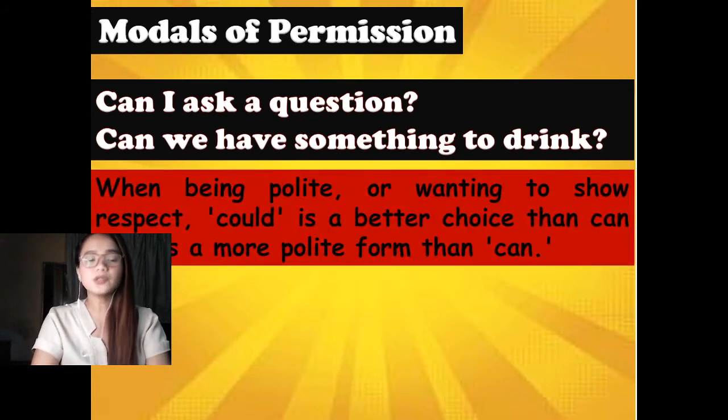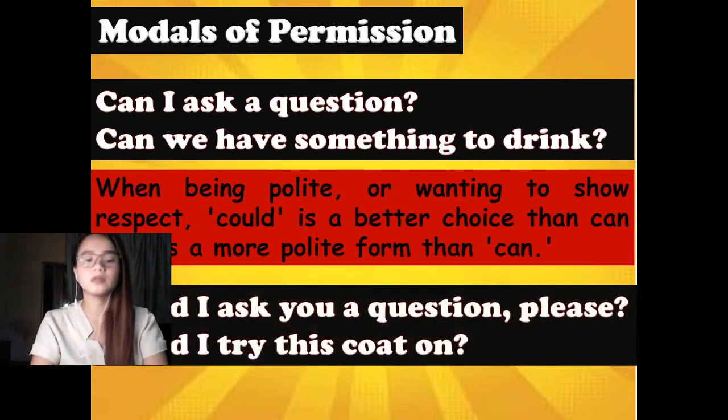Whereas if you want to be polite or want to show respect, could is a better choice than can. It is more polite than the modal can. Let's have the example. "Could I ask you a question, please?" "Could I try this coat on?" If you're going to compare the examples from can to could, the examples in could are more polite than can.